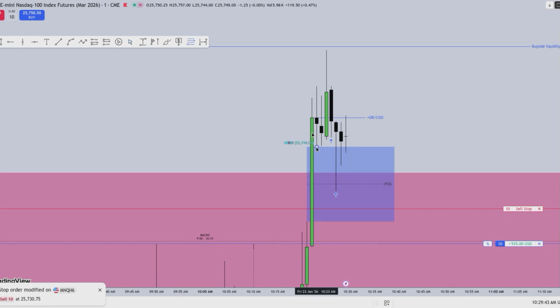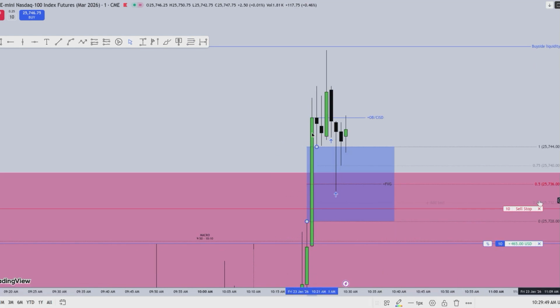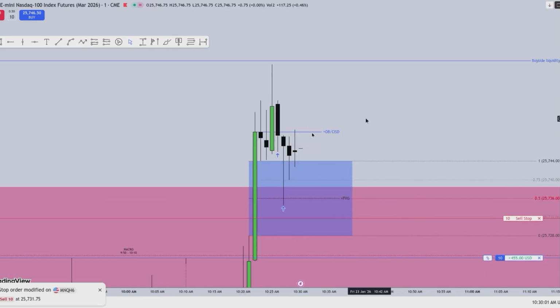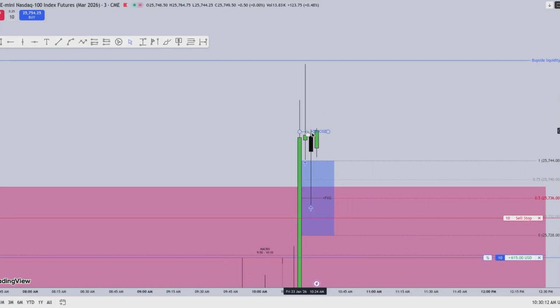You can get a drop. So I'm looking at the lower quadrant of that fair value gap to place my stop loss right there. Now this is pure stop loss placement. So stop loss is at the lower quadrant.